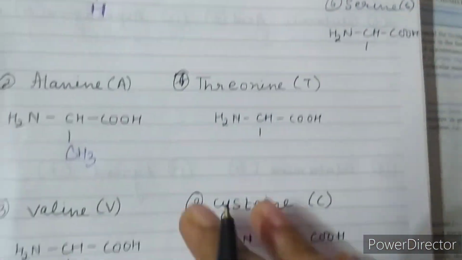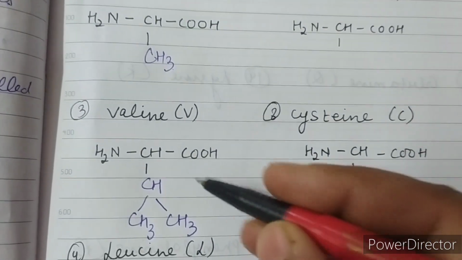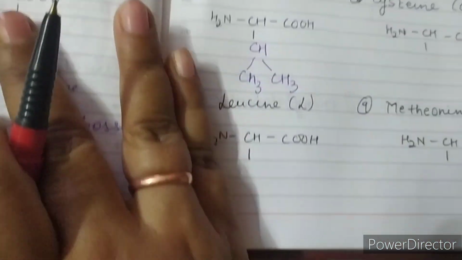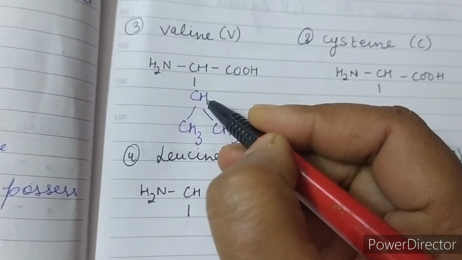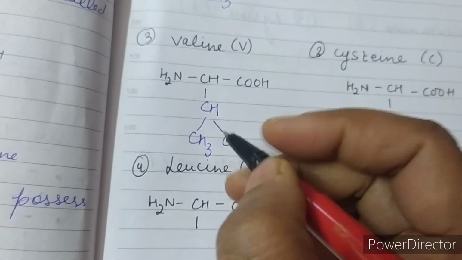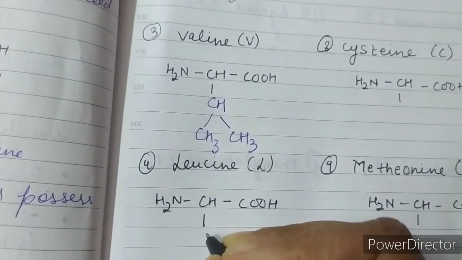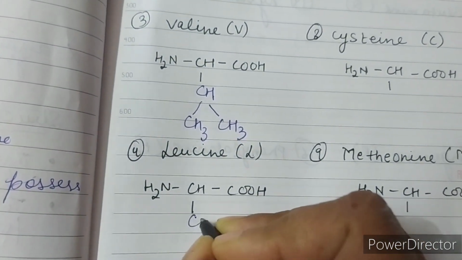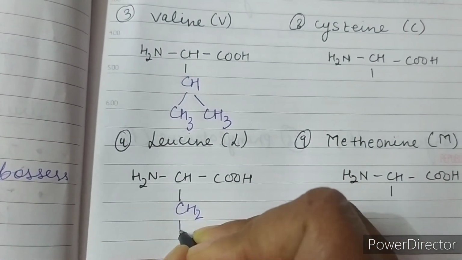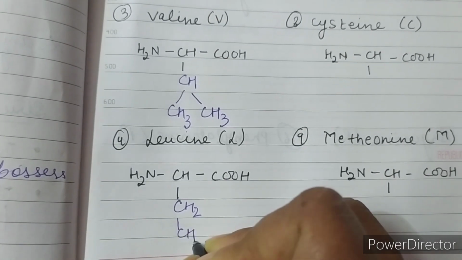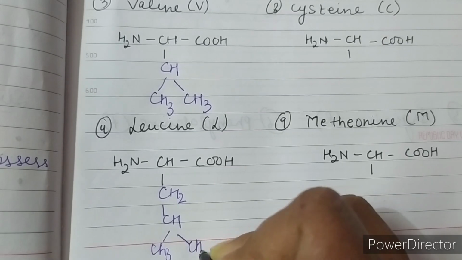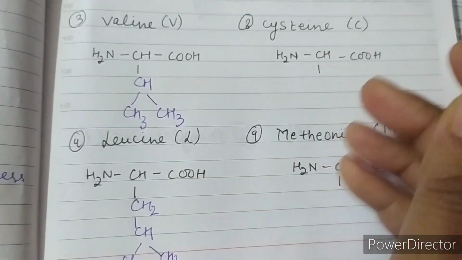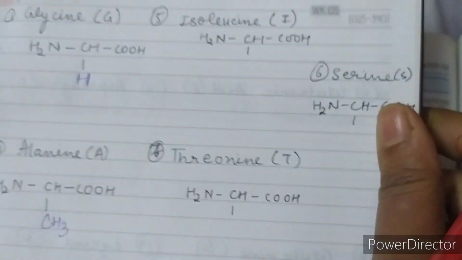Next, in this valine only, if you introduce one more CH2 group between this CH and CH, you will get leucine. So I will write here CH2, CH, CH3, CH3. This is leucine, identified by the 1-letter code L.